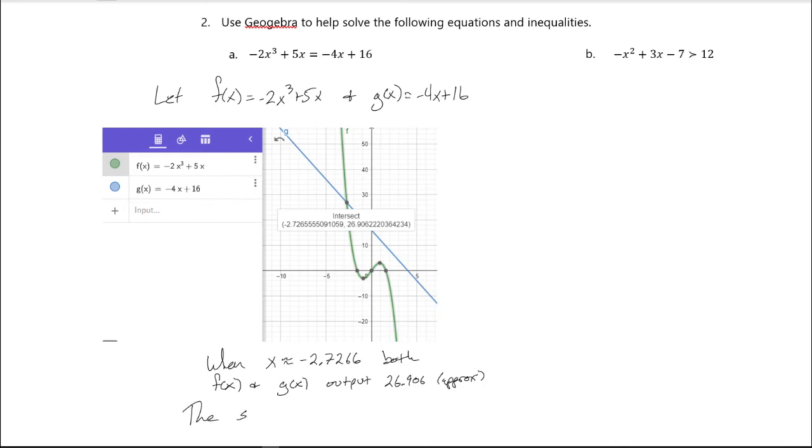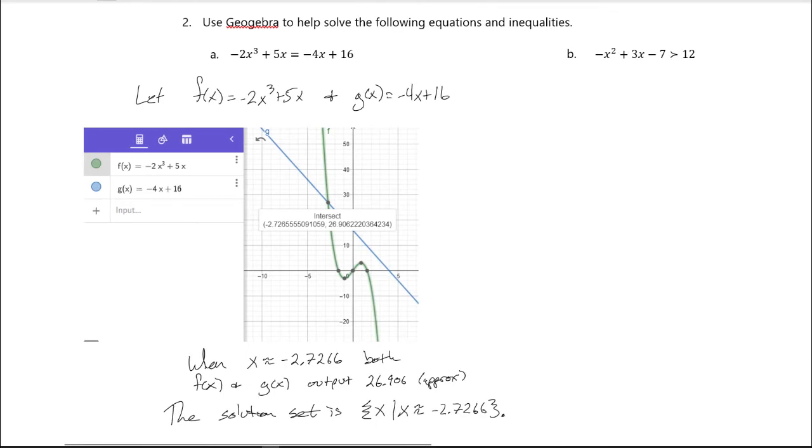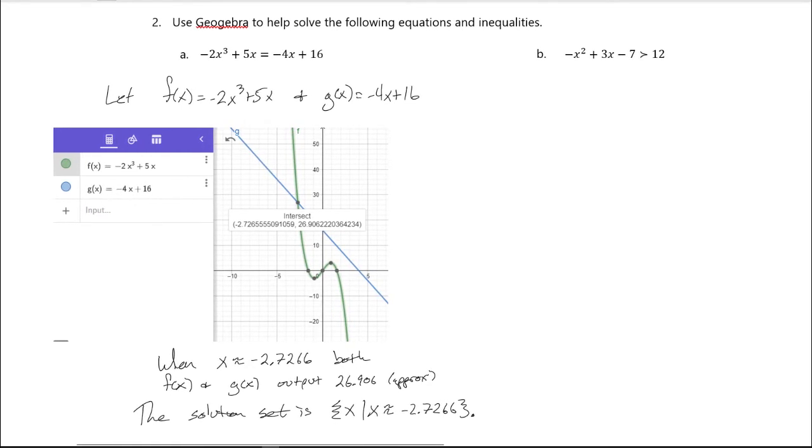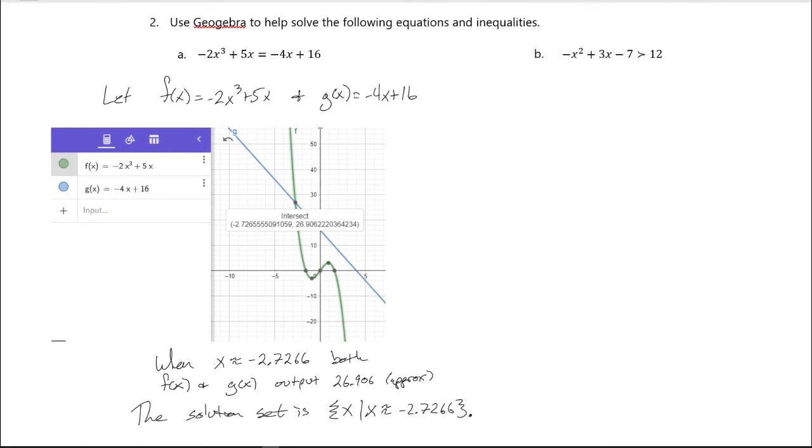So we can say the solution set is, I'll use set builder notation, the set containing the x values such that x is approximately, this allows me to keep that approximate symbol in there, negative 2.7266. Right? So we want to do this one more time for this next inequality, part B, where we have negative x squared plus 3x minus 7 is greater than 12.